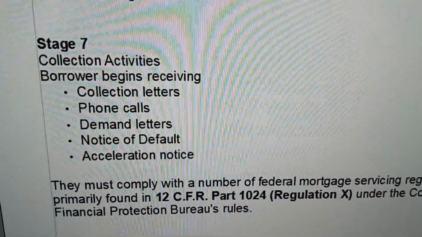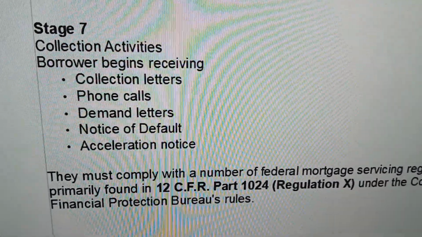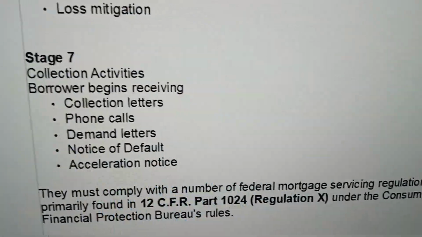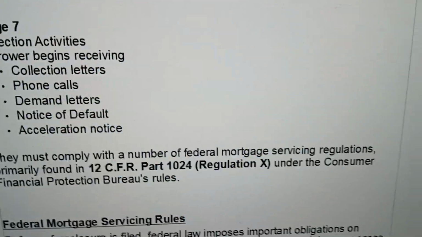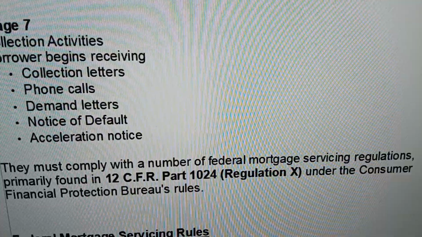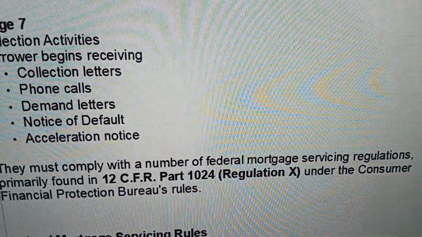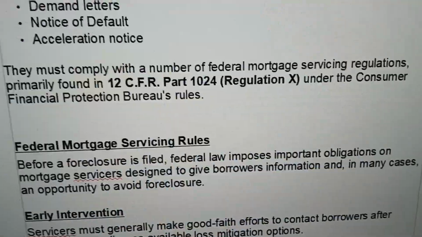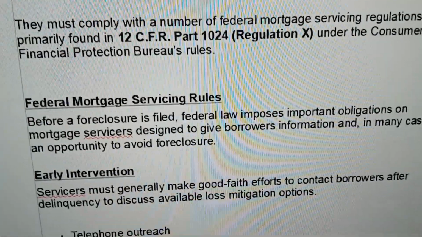Stage 7, this is where collection activities start. The borrower begins receiving collection letters, phone calls, demand letters, notice of default, acceleration notices. They must comply, though, with a number of federal mortgage servicing regulations primarily found in 12 CFR Part 1024, Regulation X, under the Consumer Financial Protection Bureau's rules. Let's talk about these for a minute.